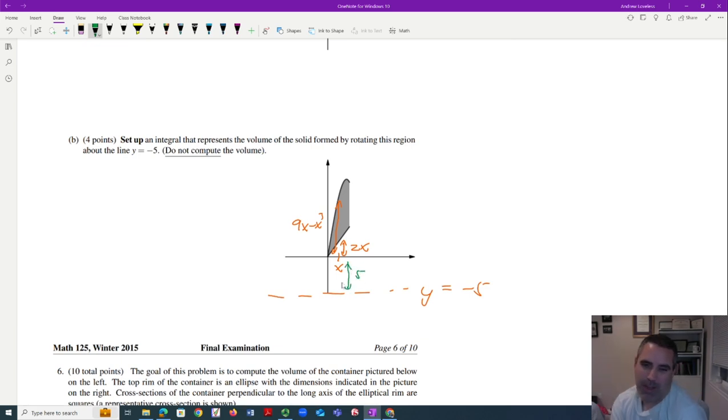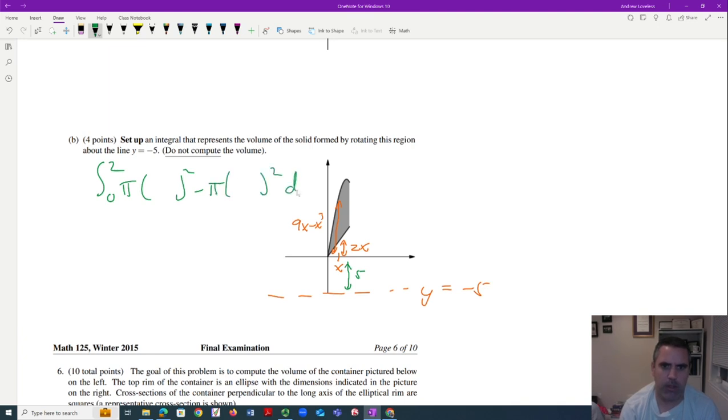And I like to make everything positive because then I can just read off the answers. It's perpendicular to the axis of rotation. We're still doing the integral from 0 to, I think it was 2. And then it's going to be pi times the outer radius squared minus pi times the inner radius squared. The inner radius is 5 plus 2x. Again, stand on the axis of rotation and walk till you hit the region. The outer radius is 5 plus 9x minus x to the third.